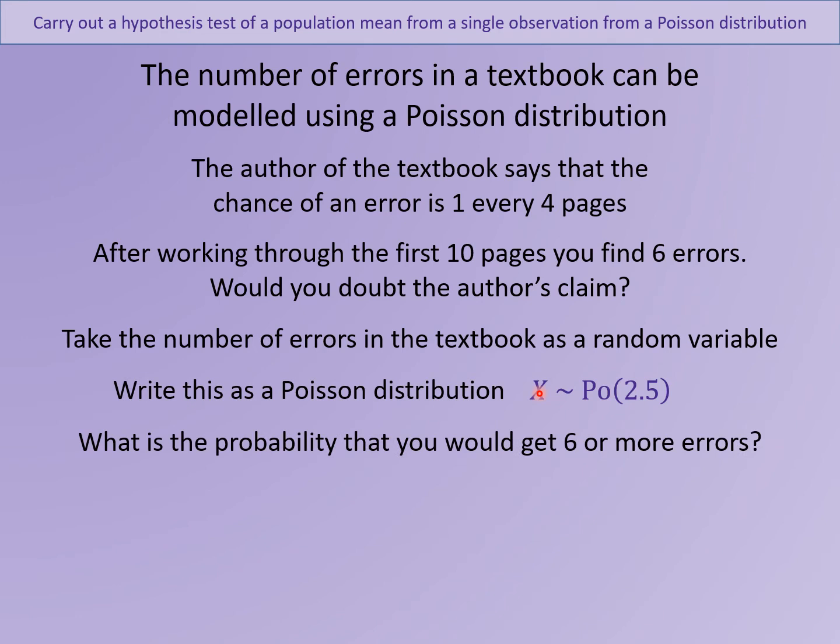We have observed that there are 6 errors. Now 6 is more than 2.5. We want to know what the chances are of this occurring randomly in this Poisson distribution. So we're going to calculate the probability of there being 6 or more errors in 10 pages using this rate here. So the probability that X is greater than or equal to 6, we need to convert that into a less than or equal to problem. So this is the same as 1 minus the probability X is less than or equal to 5. This gives us 0.042 or approximately 4.2%.